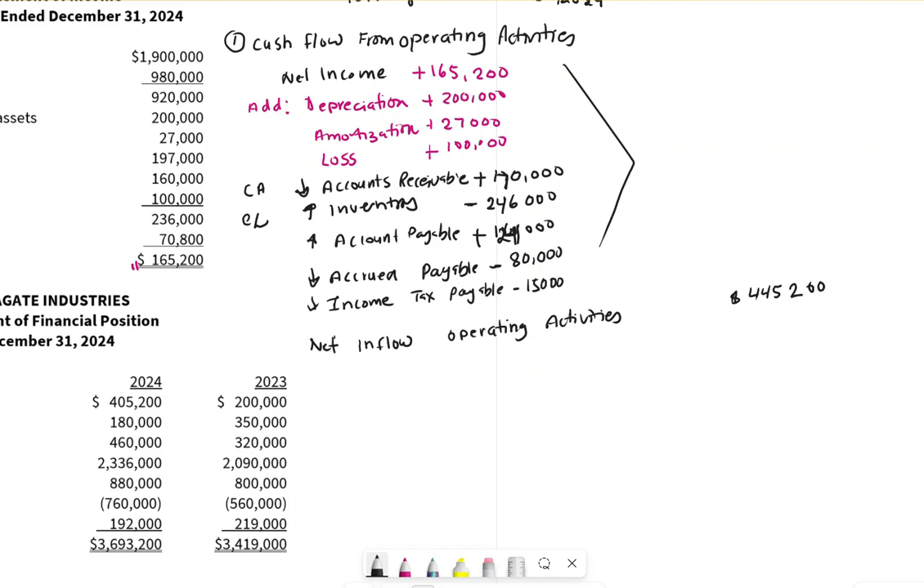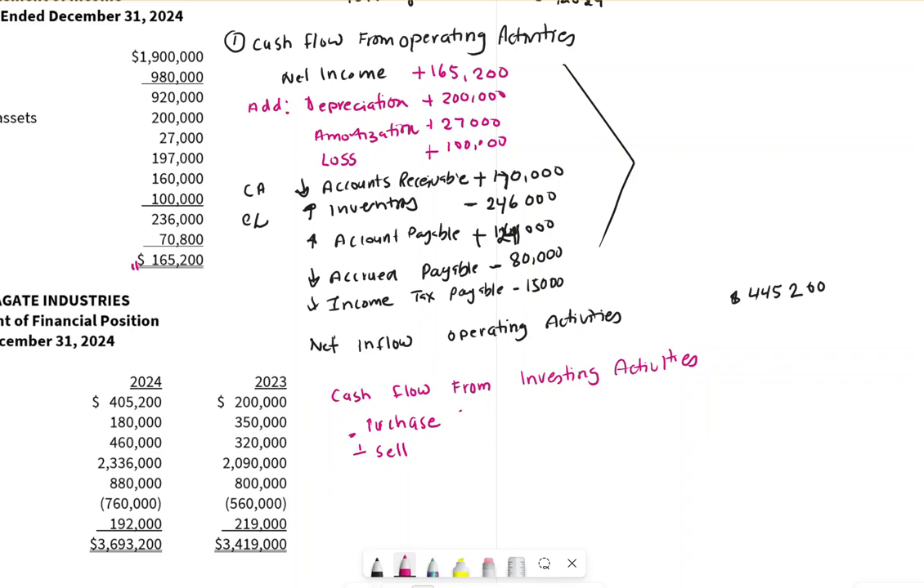My next activity, you could do financing or investing. Let's take it to the next one. I will say it is my cash flow from investing activities. When you have an investment, you could be buying it or selling it. When you have a purchase, the cash is going out. If you sell an investment, any type of investment, money is coming in.